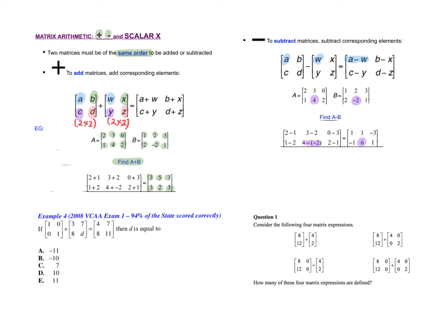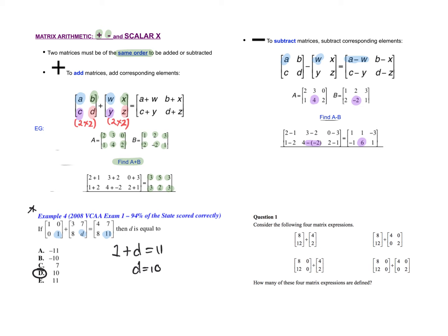So let's have a look at this exam question here. We've got 2 matrices being added, and then they've given you the answer. Then D is equal to what? If we look at what's happening, where's D? D's here. So we would have had 1 plus D equals 11, so D's got to equal 10. And there's your answer.